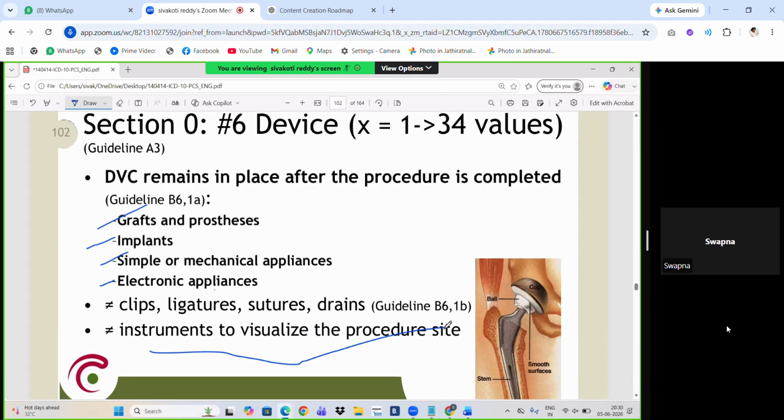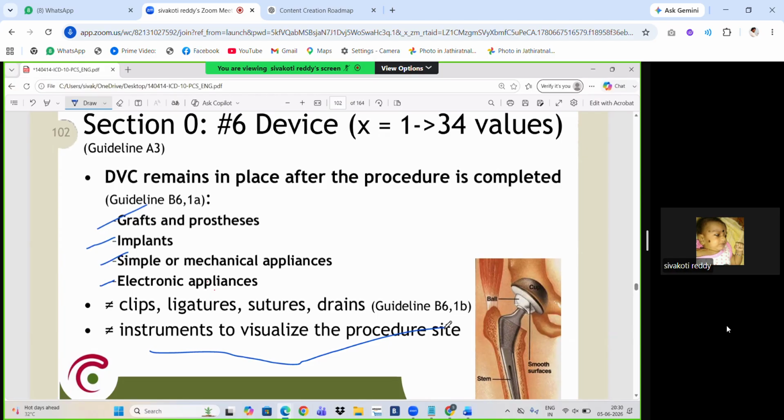They are not within the body. They will remove it after completion. It was not permanent in our body. Instrumentation of the visualization procedure site, scopy also. After the visualization, they will remove the scopes. Clips and ligatures they will put for support, and those will remain in our body.